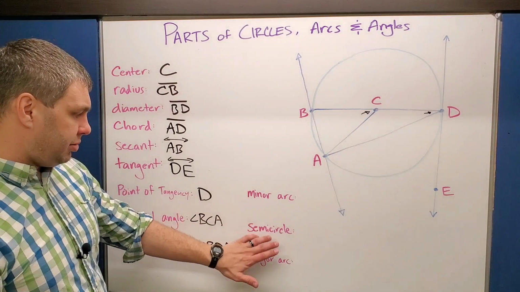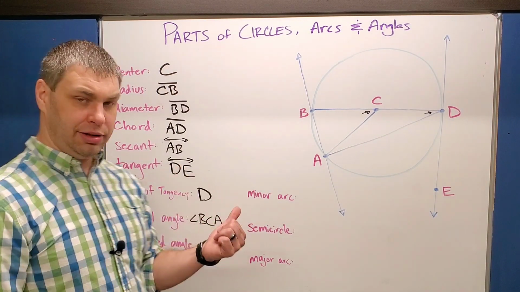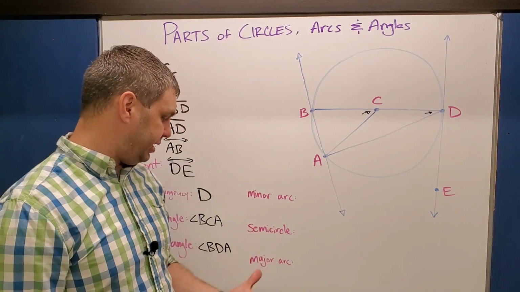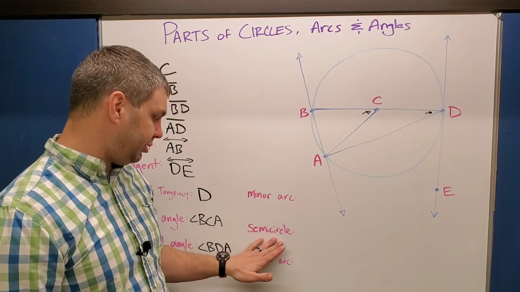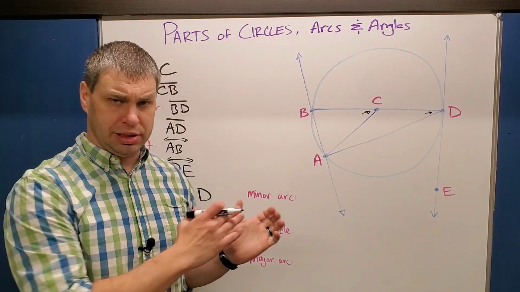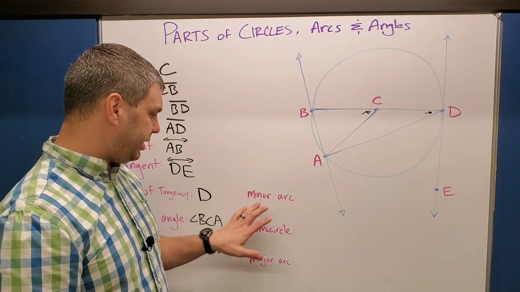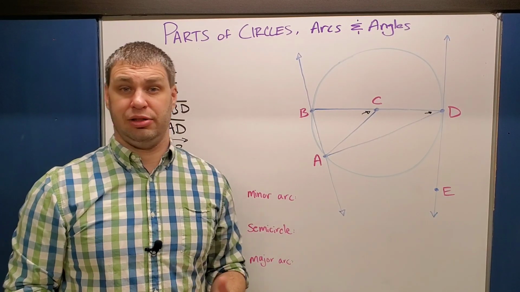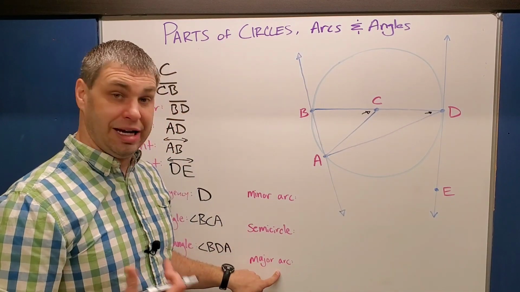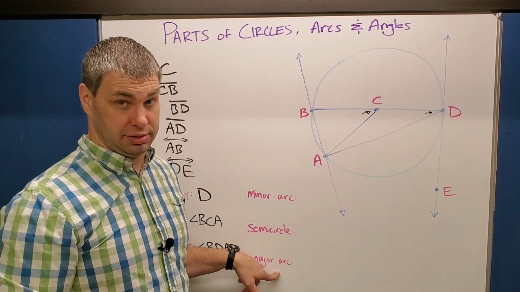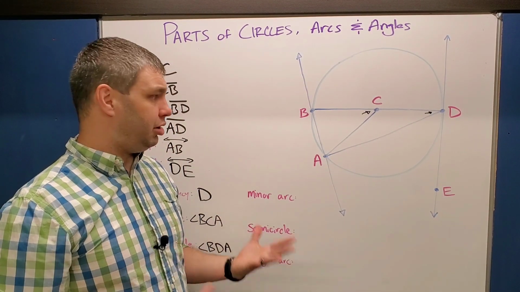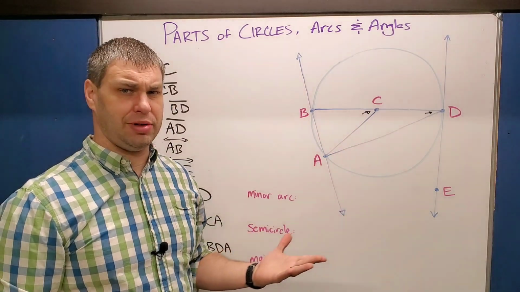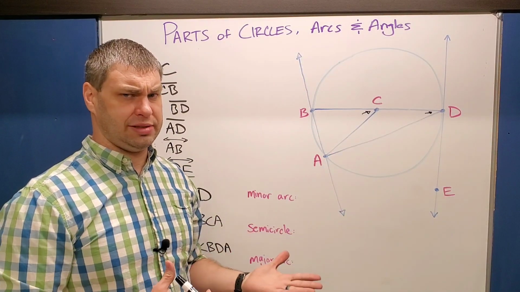All right, then we get into some arcs. We have a minor arc, a semicircle, and a major arc. I put it in order from least to greatest because a minor arc is less than 180, a semicircle is exactly 180 degrees, and then a major arc is going to be more than 180 degrees. So how do we know? There's no degrees listed out here. How do I know if it's more or less than 180?